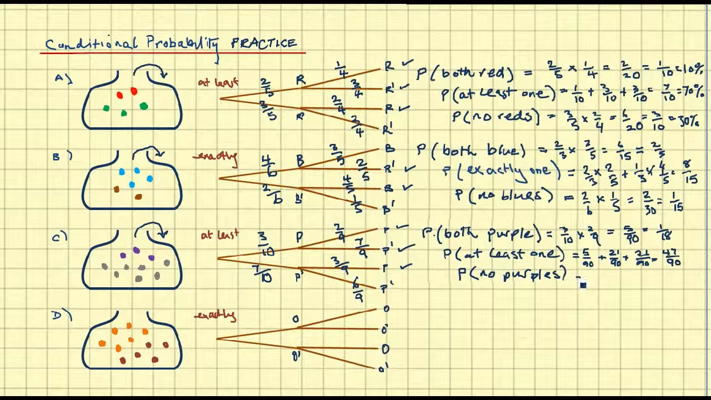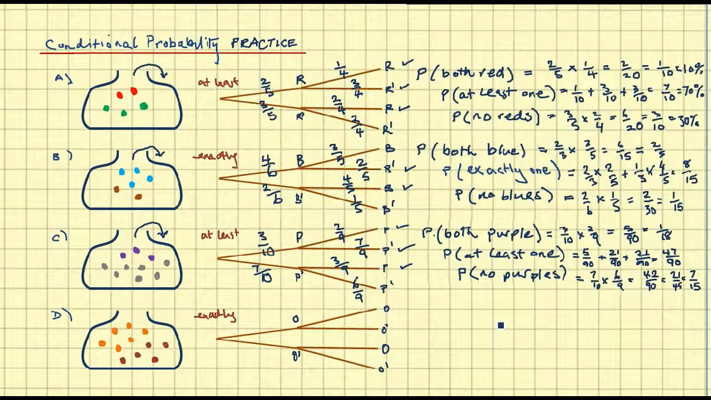So finally, probability of no purples at all. Well, that's going to be 7/10 times 6/9. 7 6s are 42, so 42/90, which, if you want to simplify, don't have to, especially if you're short of time, there's no need. But we've got 21/45, and that will simplify again because you've got 3 divides into both of these, so you've got 7/15.